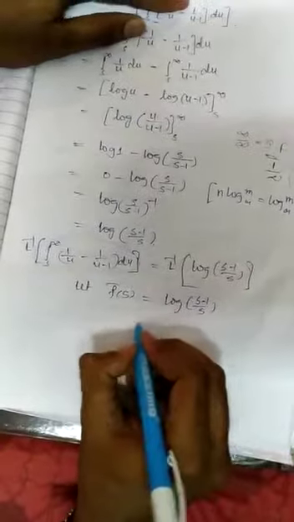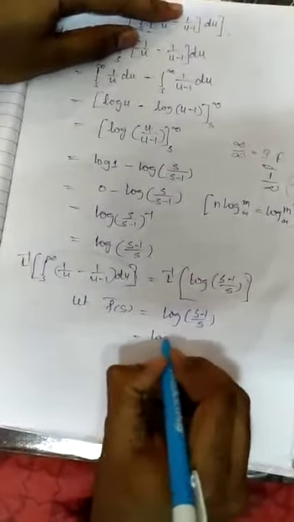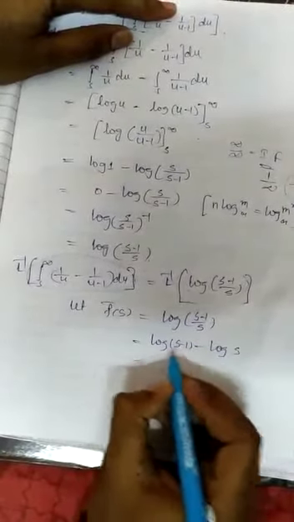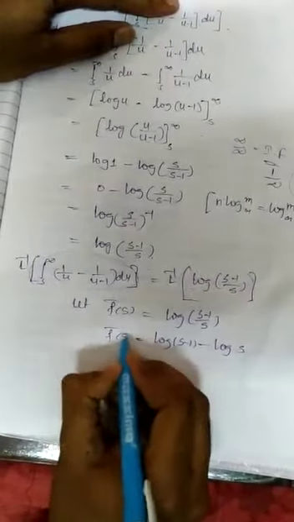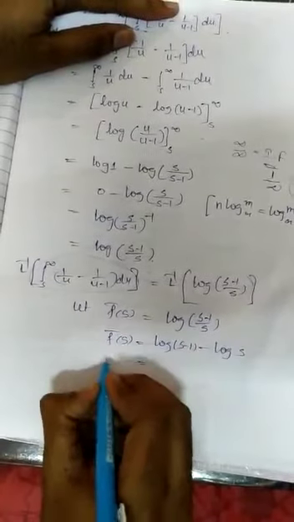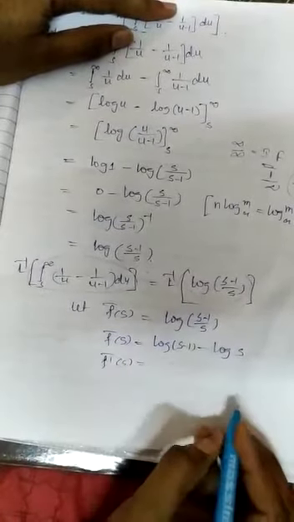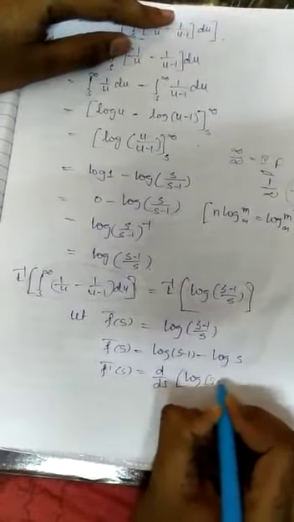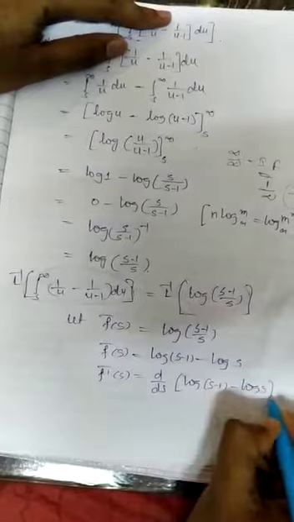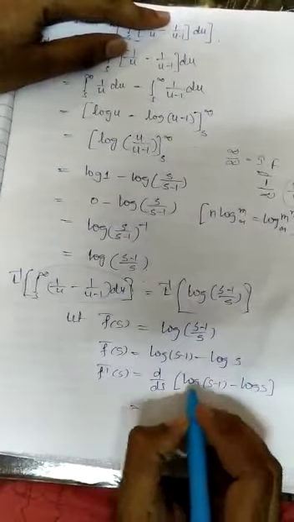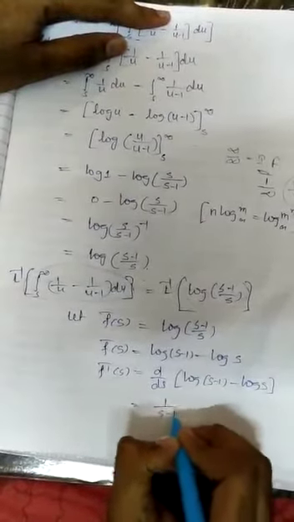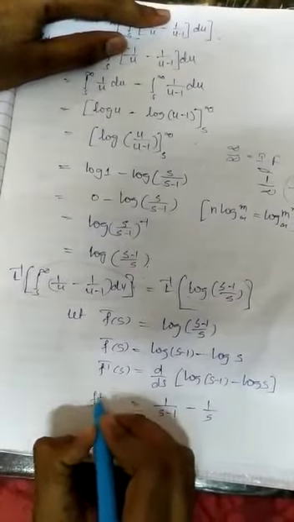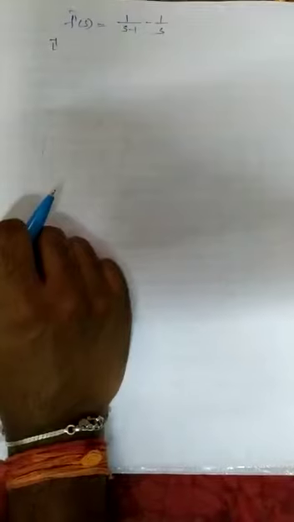Now apply the log m by n formula, that is log m minus log n. Directly we cannot apply Laplace inverse for this function, so differentiate it. So f dash bar of s, that means d by ds of log of (s minus 1) minus log s. So d by ds of log of (s minus 1), what will we get? 1 by (s minus 1), minus d by ds of log s, which is 1 by s. That is the value of f dash bar of s.